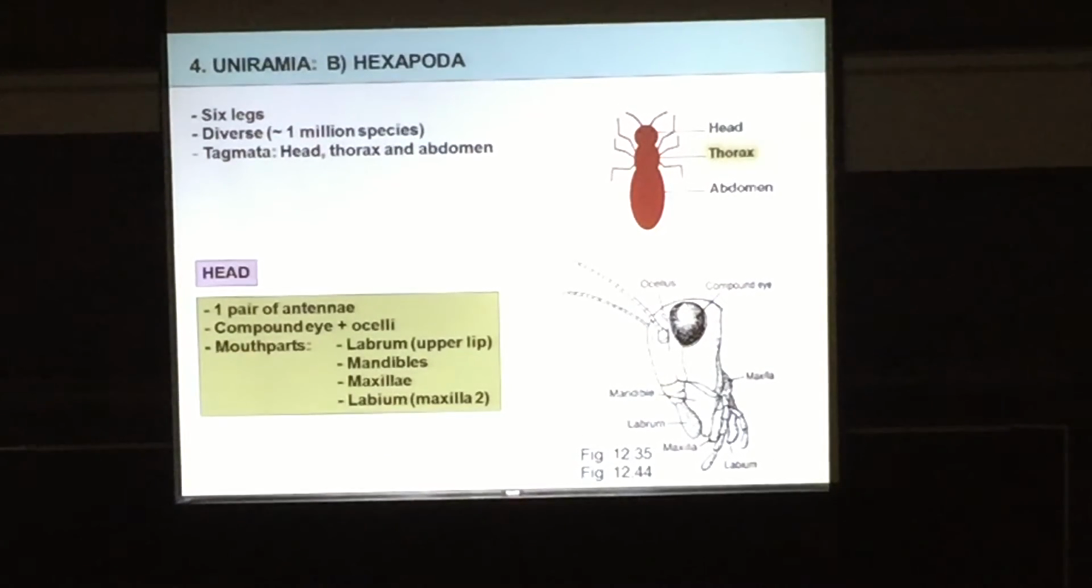Okay. So on the head, we have 1 pair of antennae. We have actually 2 compound eyes. You can only see 1 here. And 2 ocelli. Ocellus is the singular, and ocelli is the plural. The mouth parts are the labrum, the mandibles, and those are on the side. And again, they go like this. Okay? The maxillae, and we usually have 2 maxillae, and the labium. So the labium is maxilla number 2.